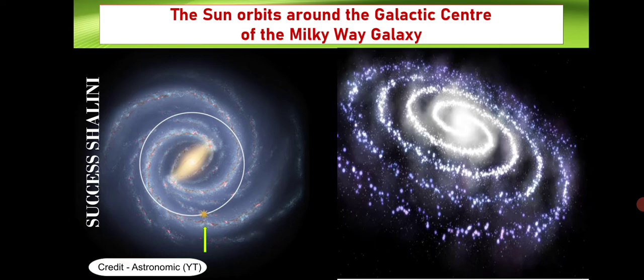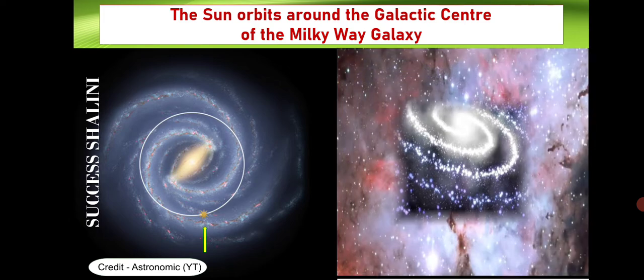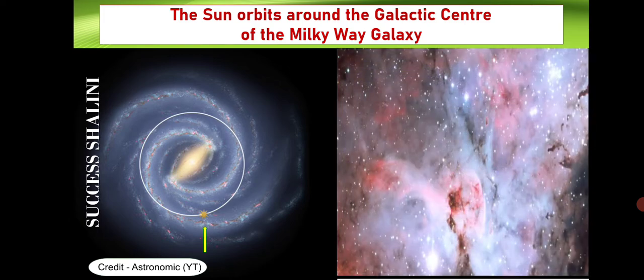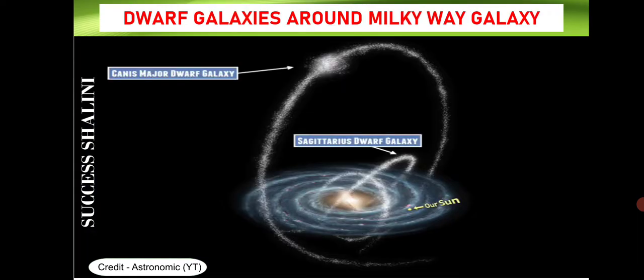So again, on the right side, we can see a brighter view of our Milky Way galaxy. Now again, the dust particles and the gases are visible on the right side picture. And now coming to dwarf galaxies around the Milky Way galaxy. So we have various other neighboring galaxies around our Milky Way galaxy, or Akash Ganga, and simply these two, which we can see on the screen.